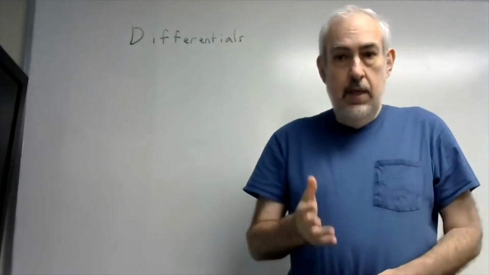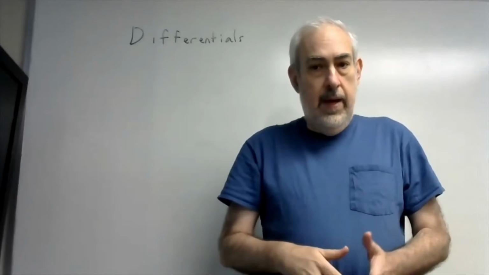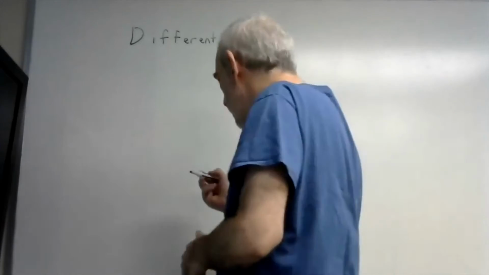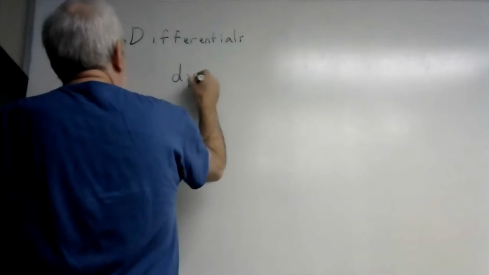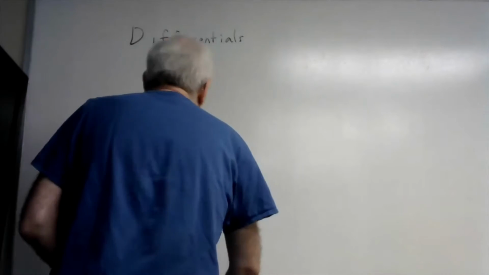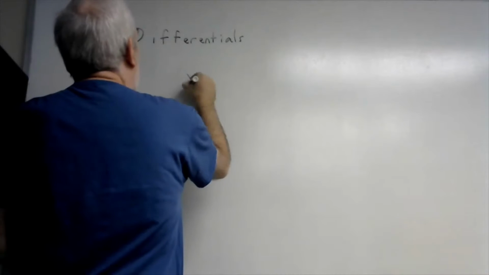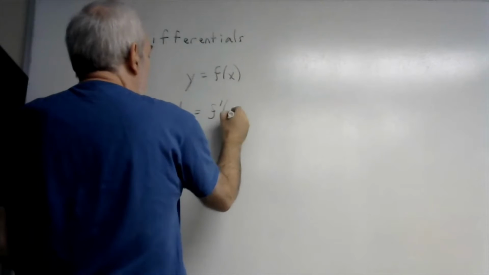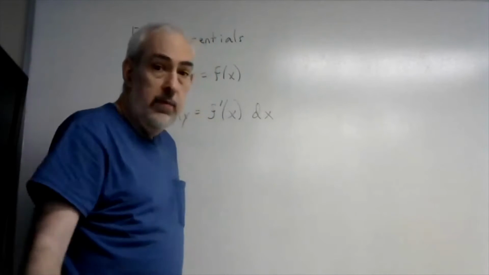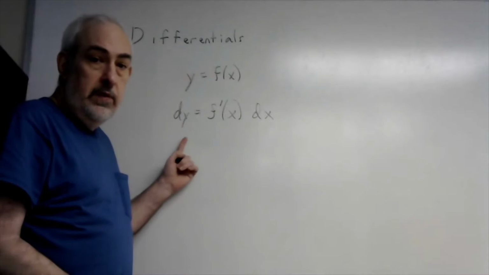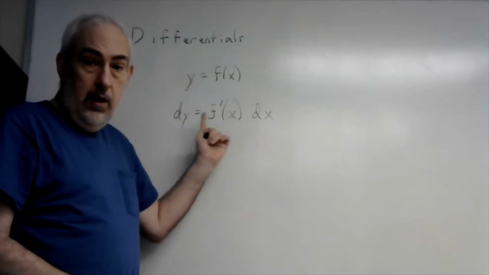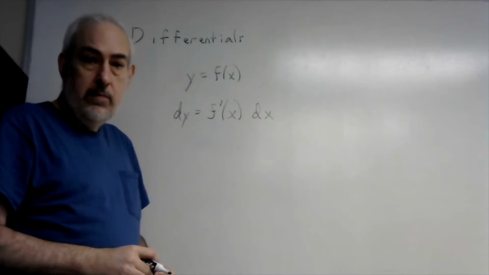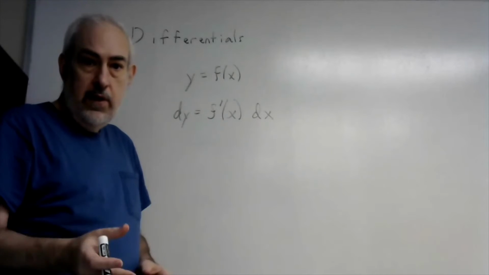Hello again. Today we'll be talking about differentials, how to find them and what they're used for. Okay, so a differential, dy, is defined as follows. If you have a function y equals f of x, the differential dy is the derivative of your function times dx. This dy and this dx, they're both called differentials.